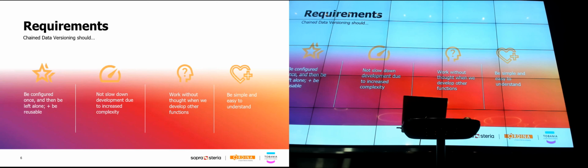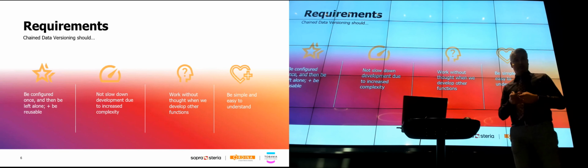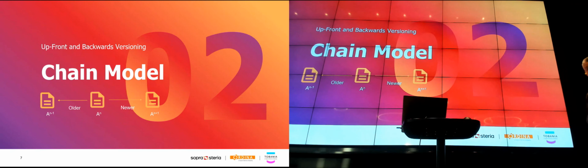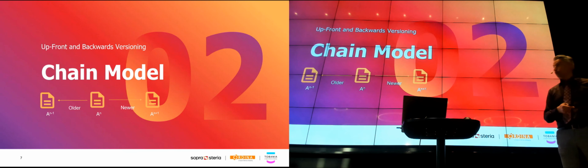And it should work with that thought, basically. So if you're developing a microflow, you do some sort of commit, no thinking about versioning, you just develop a microflow. And it should be simple and easy to understand. So those were the requirements for versioning in our project. So let's see now about the actual model. There are two options, and I'm calling them upfront and backwards versioning.